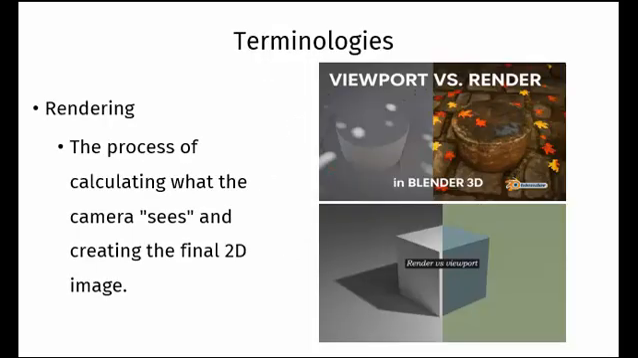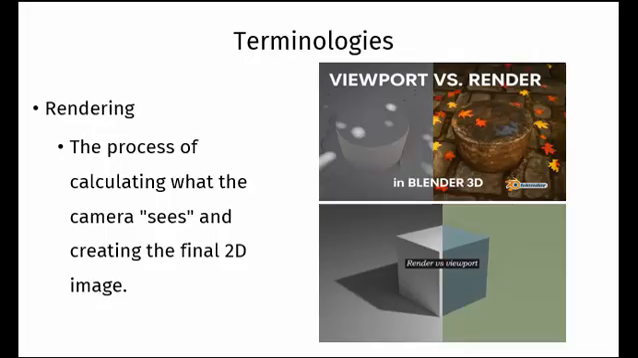Another important term in computer graphics is rendering. Rendering is the process where the computer takes all the information in our 3D scene, such as the objects, materials, lights, and camera, and calculates what the final image should look like. Think of it this way. The 3D model is what we create. The scene is how we arrange it, and rendering is how the computer produces the final picture.